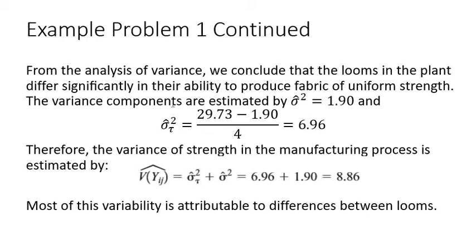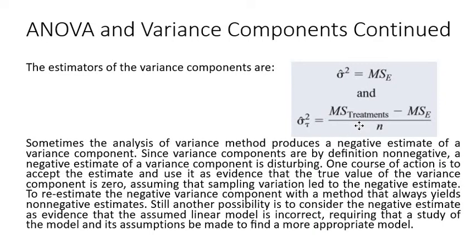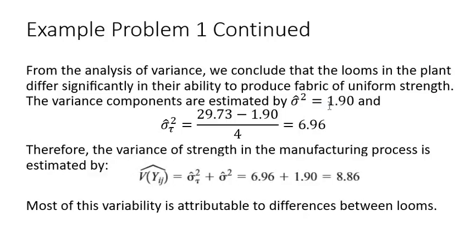So to get the variance components, use the formula. Here, it is just equal to the mean square error. So these are the formulas: 1.90, and here it is just equal to the difference of the mean square of the treatments and the mean square of the errors, all over the number of observations. So it is 6.96.